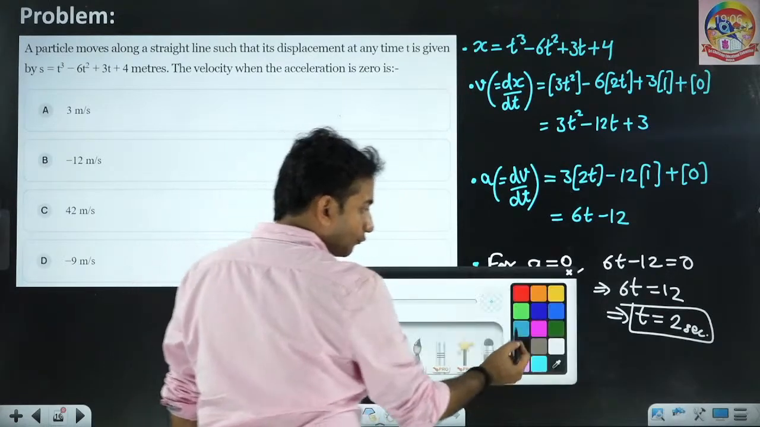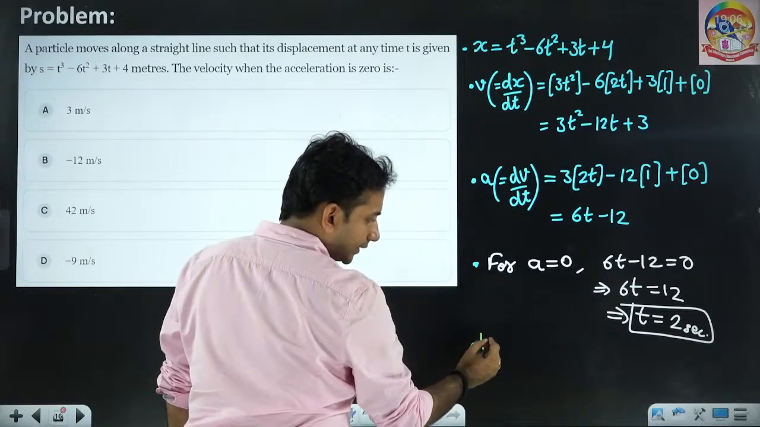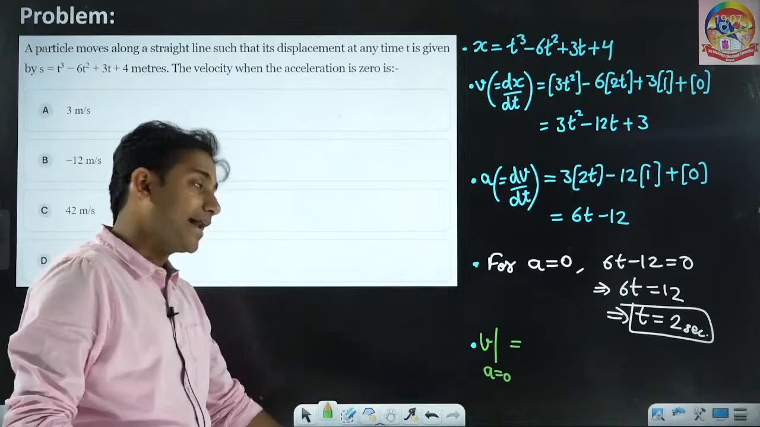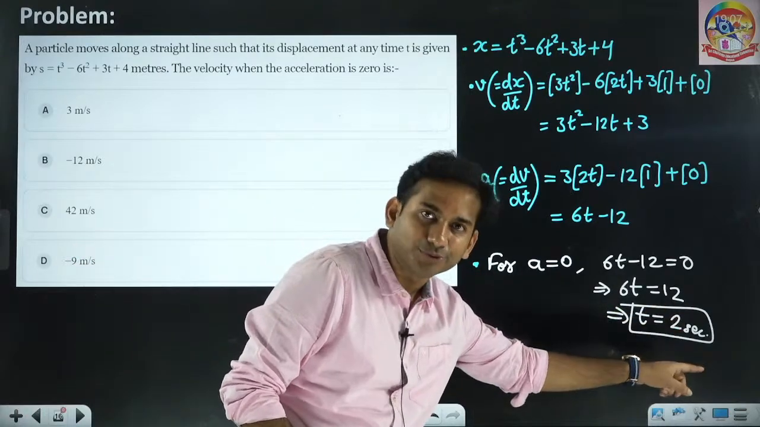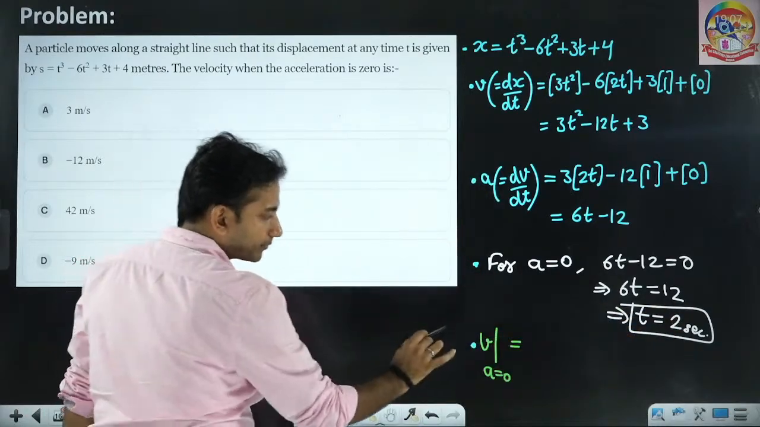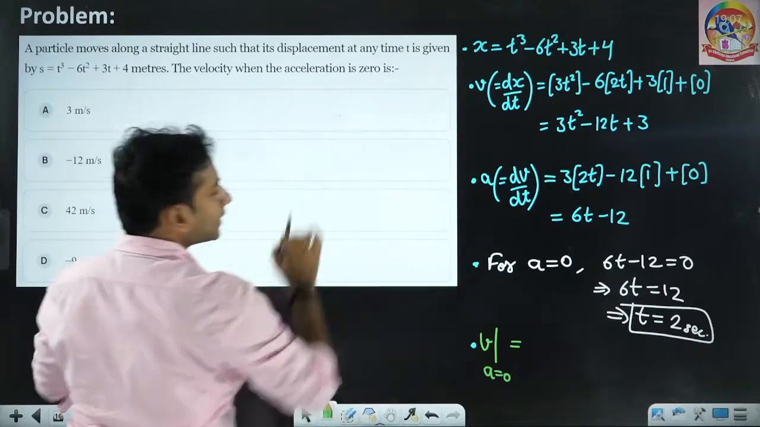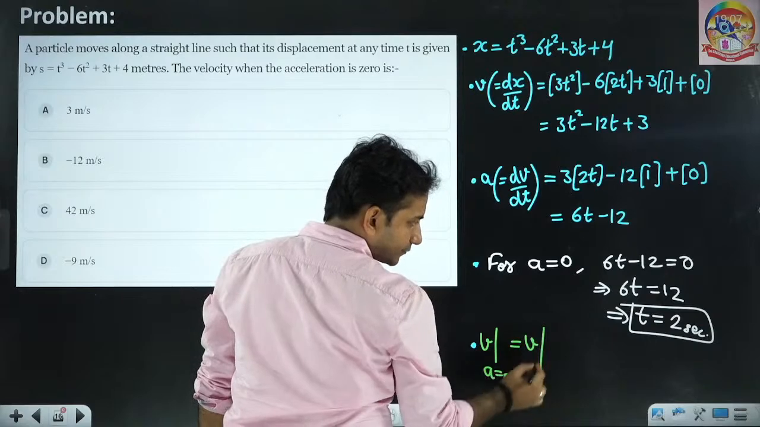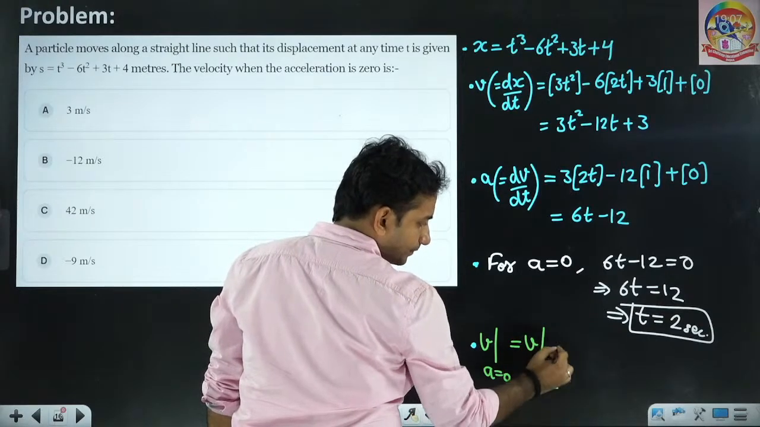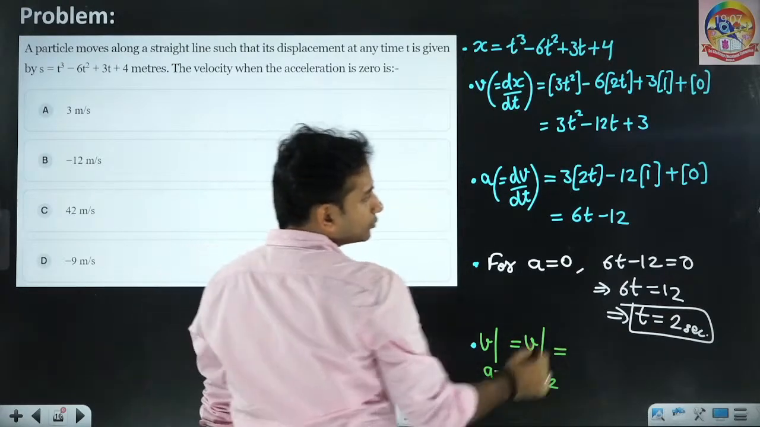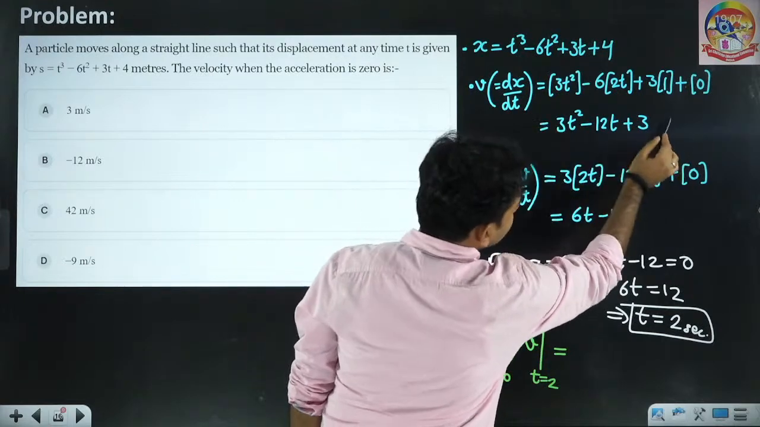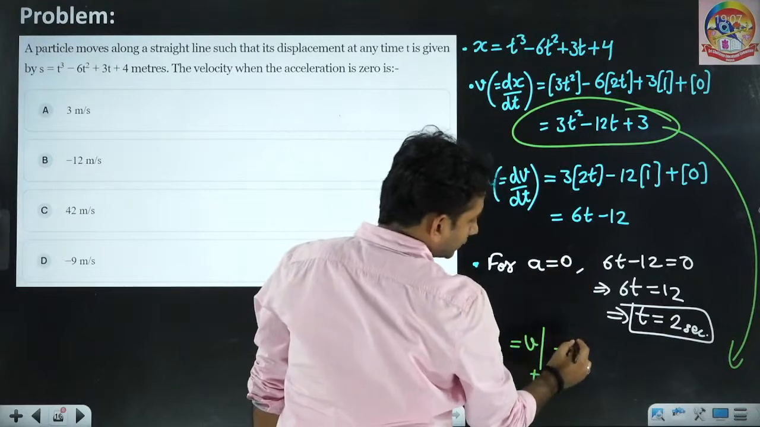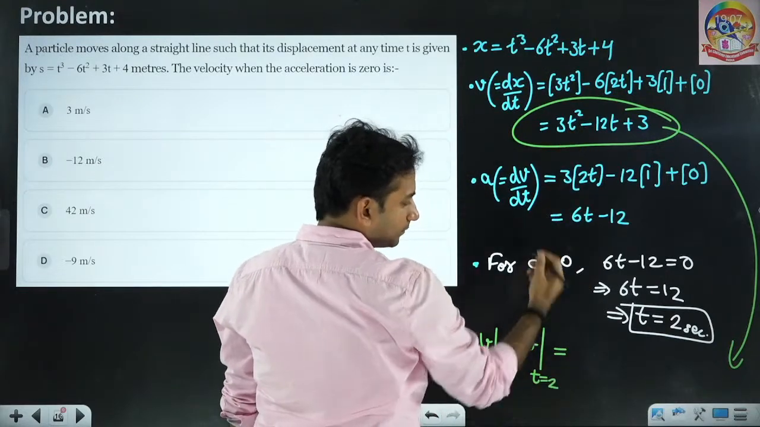But what they were asking you is to determine the velocity when acceleration is 0. Acceleration is 0 when t equals to 2. So velocity when acceleration is 0 means velocity at t equals to 2. Where was velocity? Here is velocity. Let's keep it here. You will say in place of t you have to keep 2.